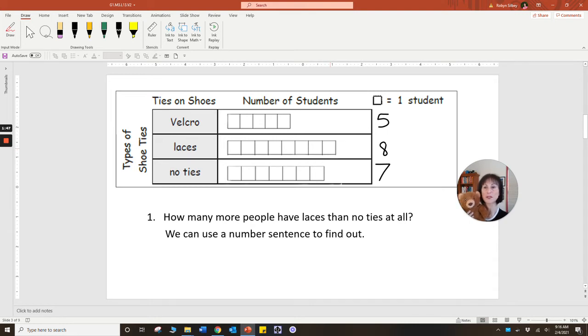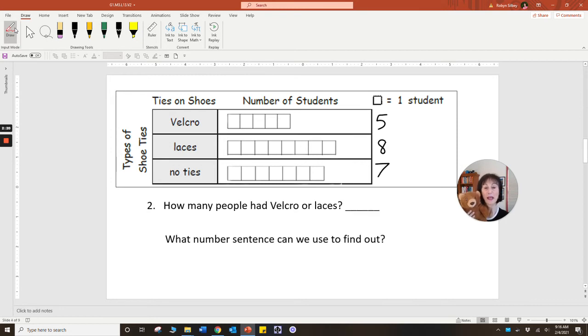But what number sentence goes with that? Well, we're going to subtract the number of children that picked laces and the number of children that had no ties. So 8 minus 7, and that equals 1. We already knew the answer was 1. This time we subtracted 7, that's no ties at all, from 8, the number of laces, and that's how we got 1. Let's keep going.